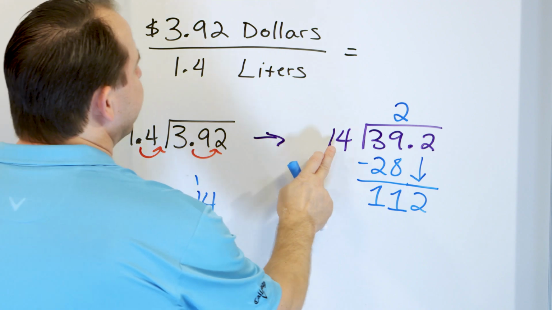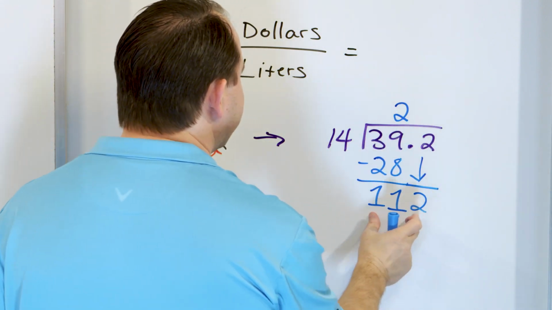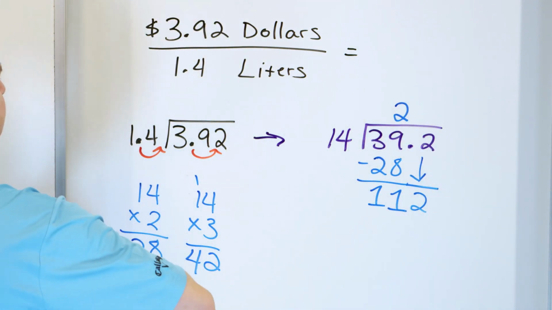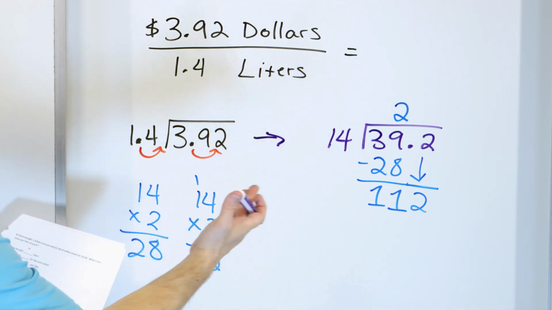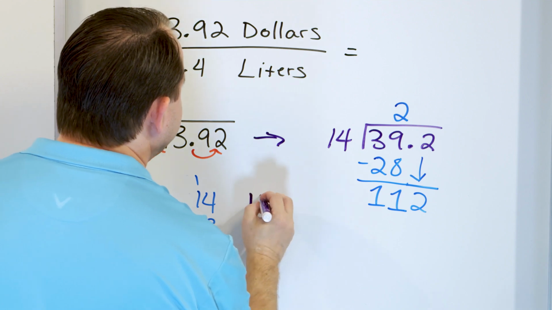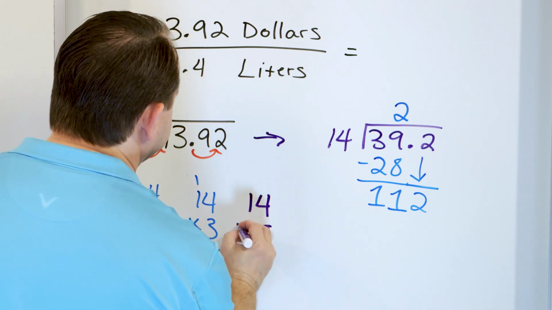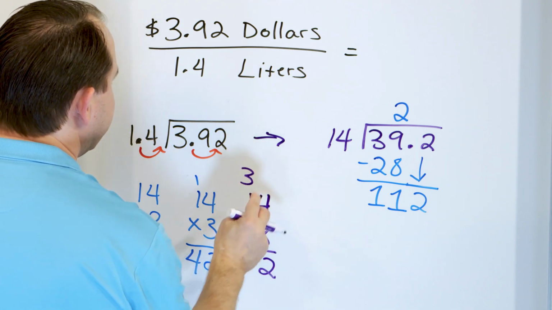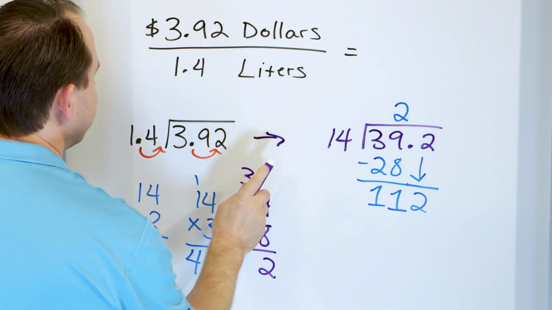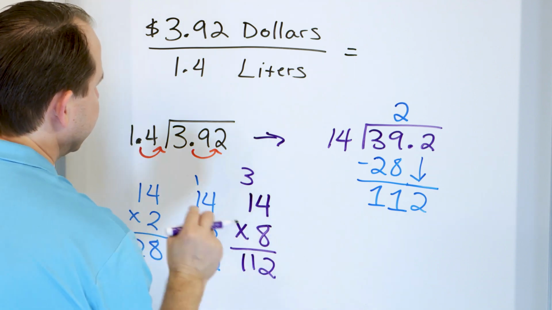So now 14 times something is going to get me as close to 112 as I can get. It's got to be way bigger than 3. I mean, maybe 6, maybe 7, maybe 8. I'm not totally sure. So let's just try 14 times 8. 8 times 4 is 32. Carry the 3. 8 times 1 is 8. Then we go up, 9, 10, 11. And that's exactly 112.